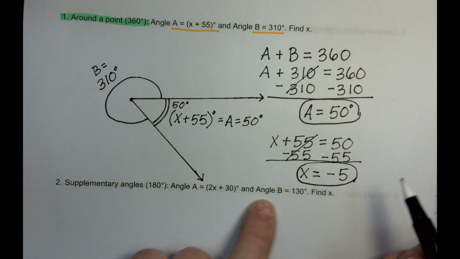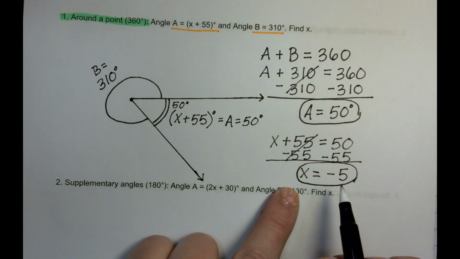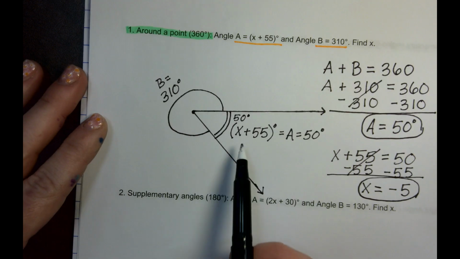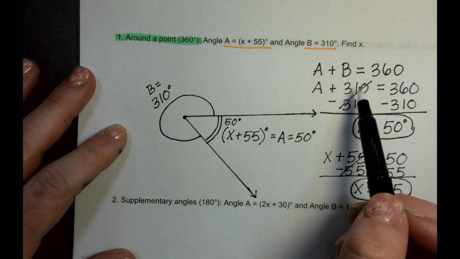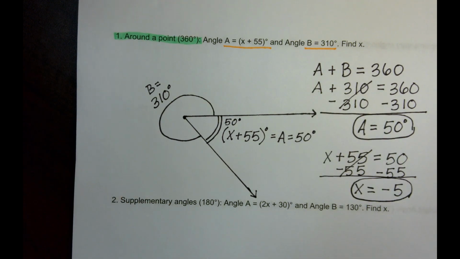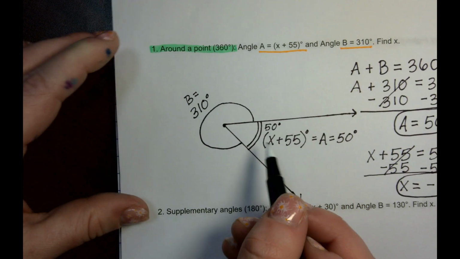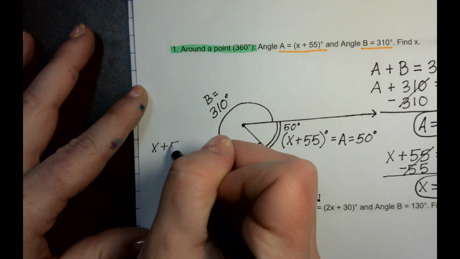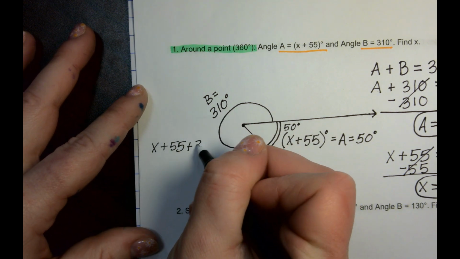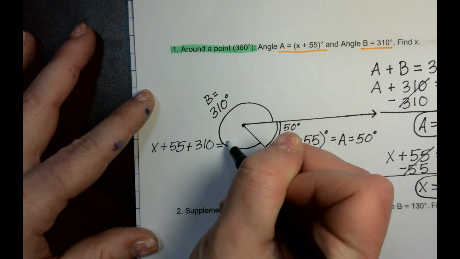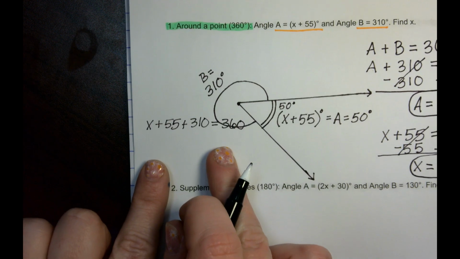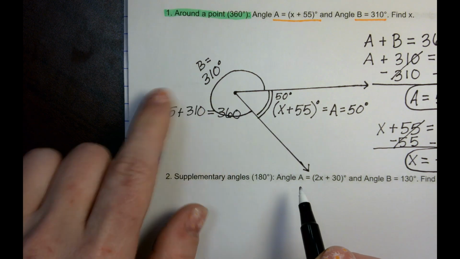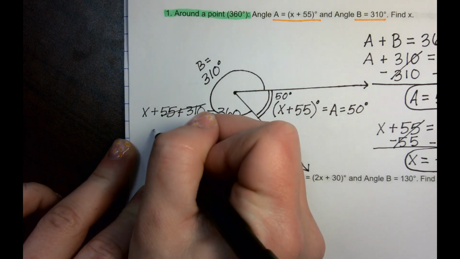Could you just solve it by combining 55 and 310? Yes, you could also do it the way that you're saying, Michael. Let me show you the other way. Instead of just replacing B and solving for A, we could just plug in like this. Let me write it out. A plus B: A is x plus 55, plus B is 310, equals 360. Yes, you can 100% do it this way. So, what would we do here? Combine my like terms. 55 plus 310 is what? 365.